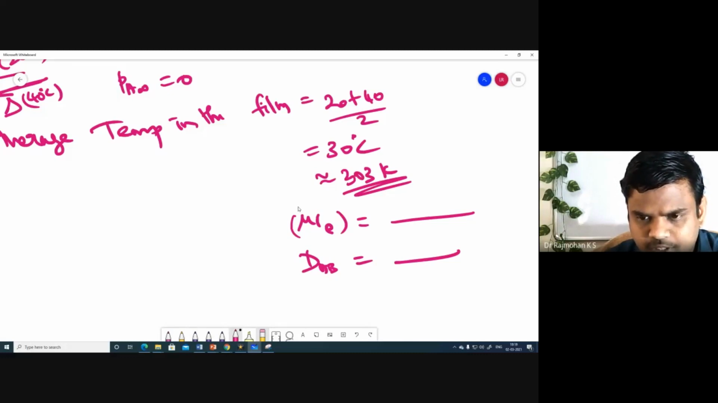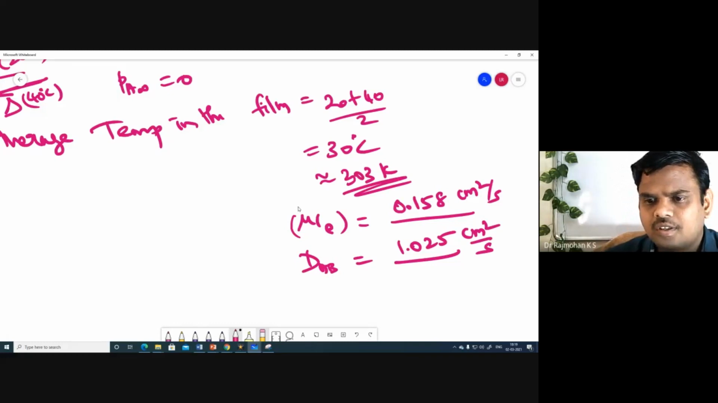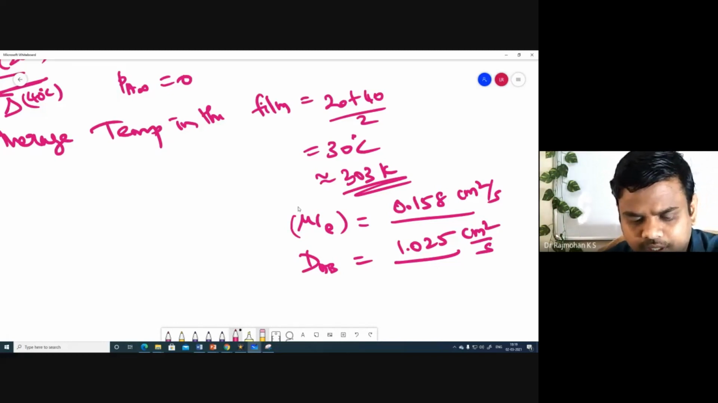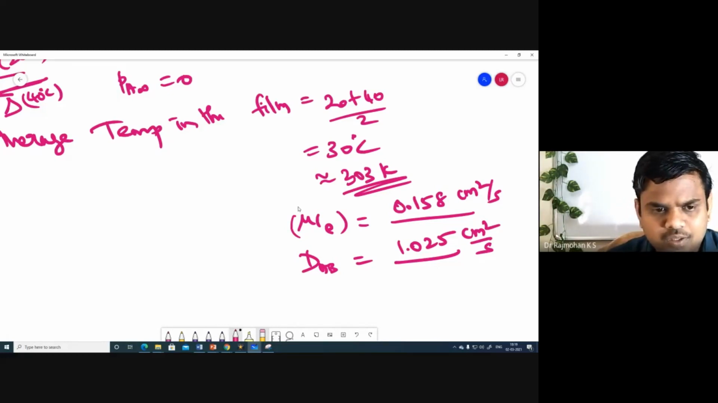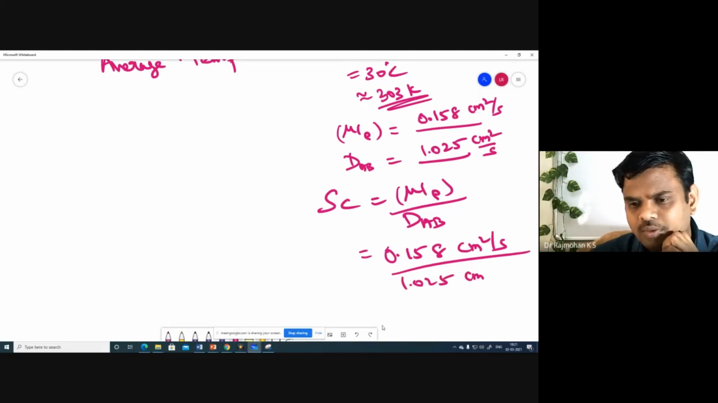Okay, so mu by rho is given as 0.158 centimeter square per second, and DAB is given as 1.025 centimeter square per second. Both are in centimeter square per second. We know that kinematic viscosity by DAB is our Schmidt number, so we can find the Reynolds number and Schmidt number. Mu by rho, kinematic viscosity, is momentum diffusivity, and DAB is mass diffusivity. You can determine the values: 0.158 centimeter square per second divided by 1.025 centimeter square per second.